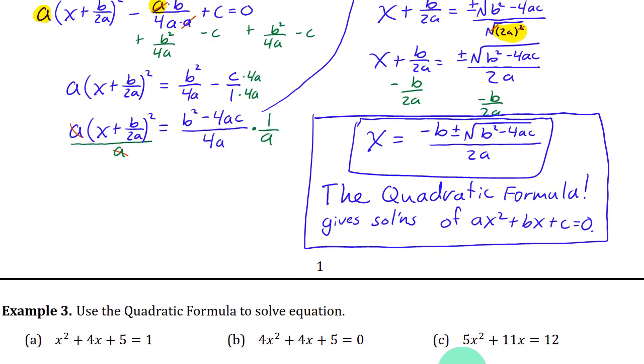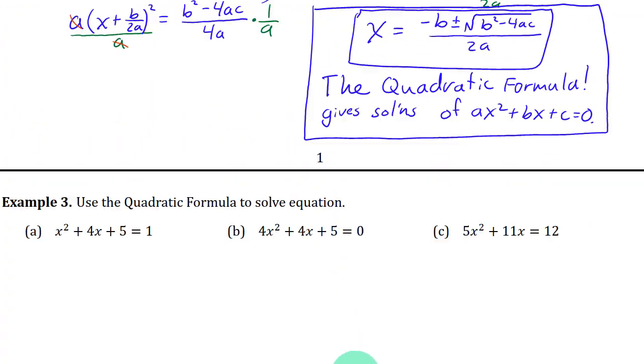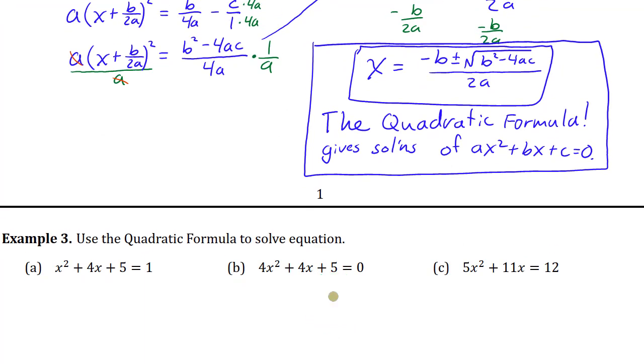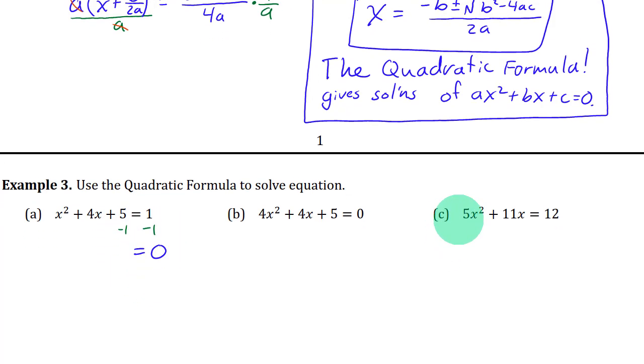So let's do some examples of using this quadratic formula. So if we have x squared plus 4x plus 5 equals 1, well, does this say ax squared plus bx plus c equals 0? Does it look like it's in that form? Well, almost. The problem is it has a 1 here instead of a 0. So we gotta turn that 1 into a 0 by subtracting 1 from both sides. That will leave you with a 0 there. And then on the other side, you'll have x squared plus 4x plus 4 equals 0.